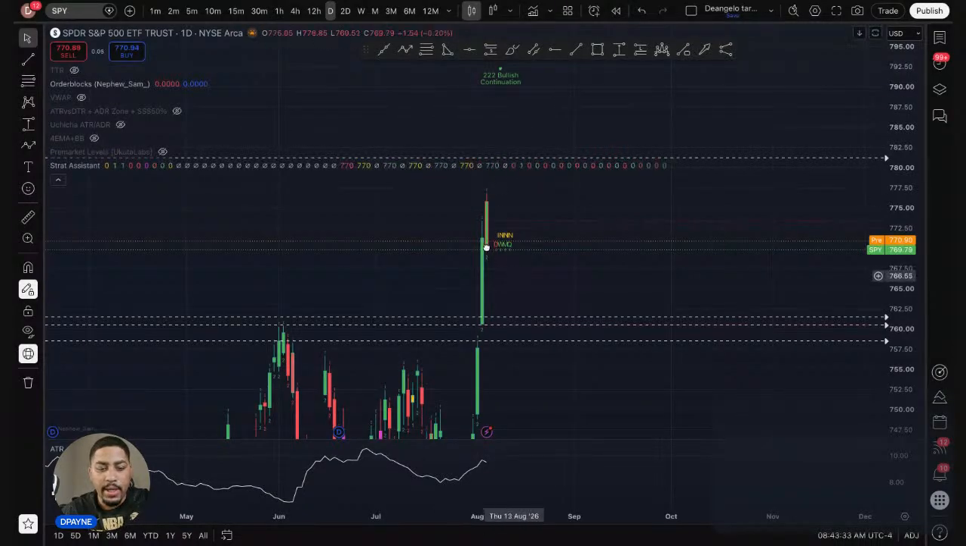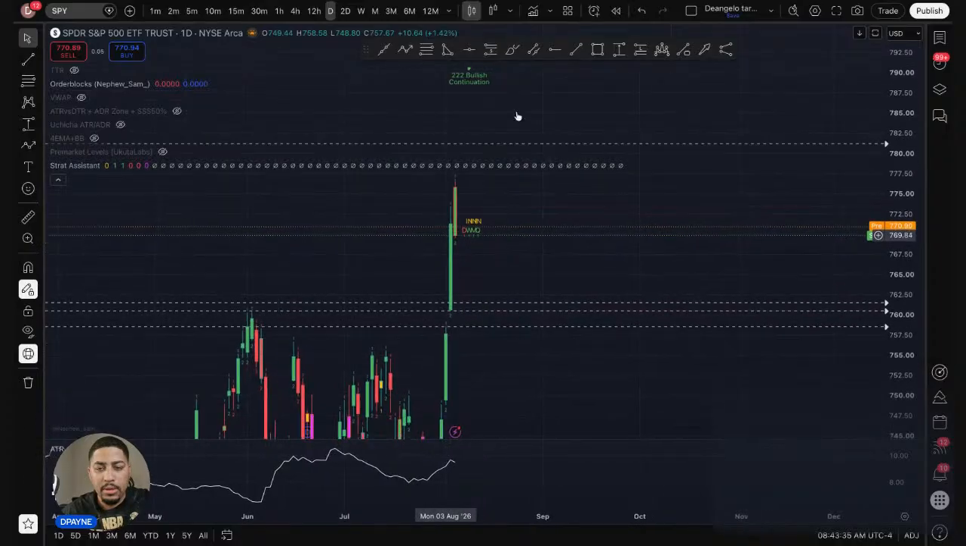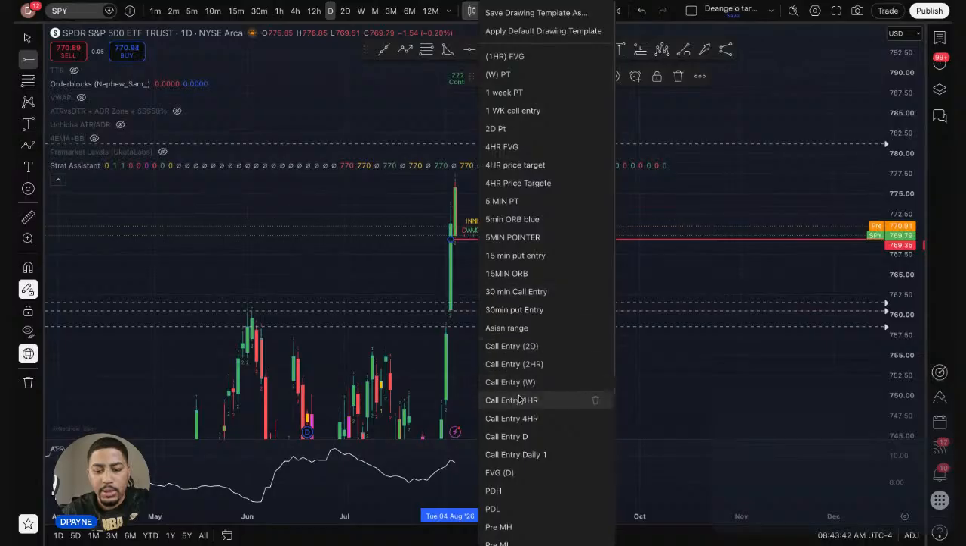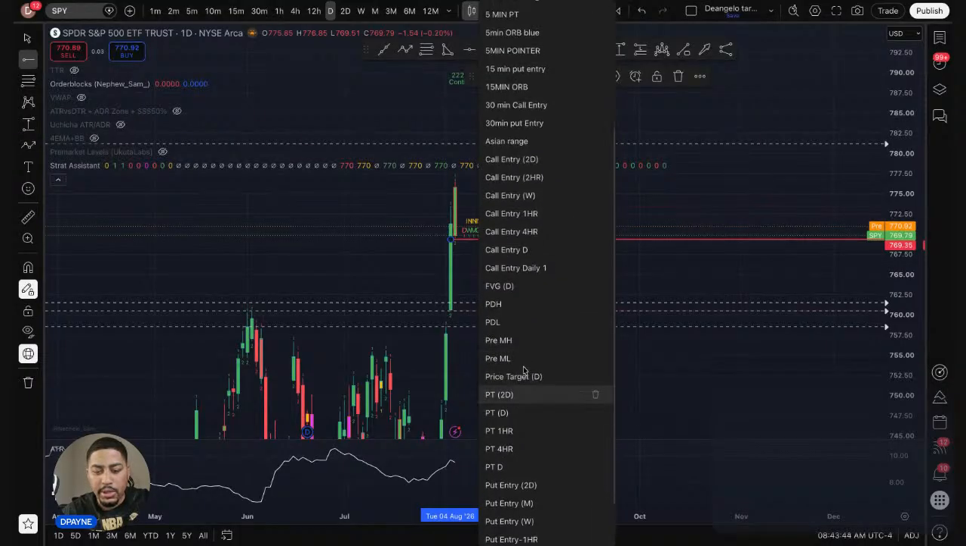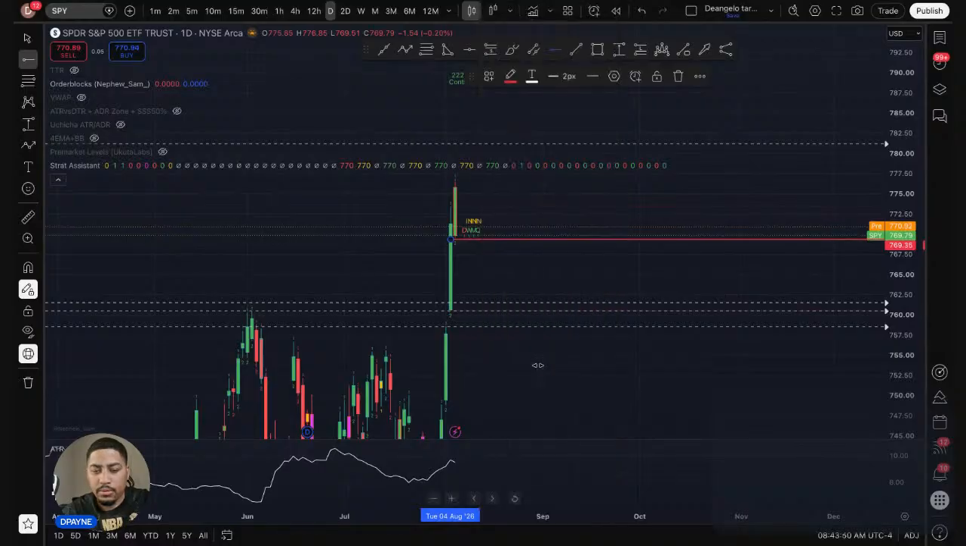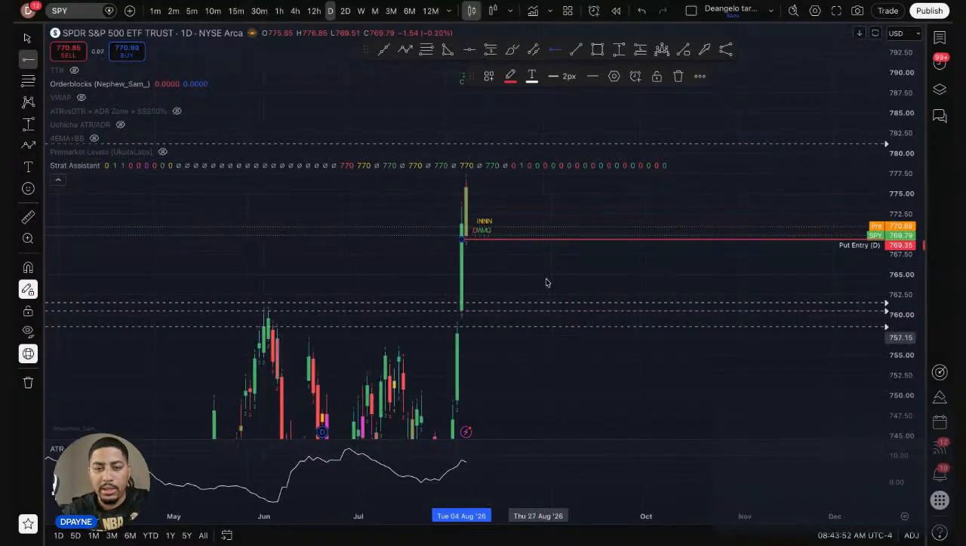All right, so we got put entry right here as far as the daily. So we got to see if that's what they're going to trigger today. My computer's definitely lagging a little bit. Okay, just work with me.